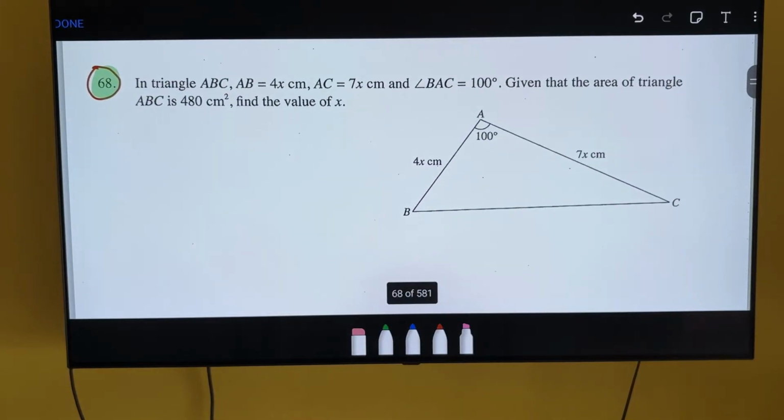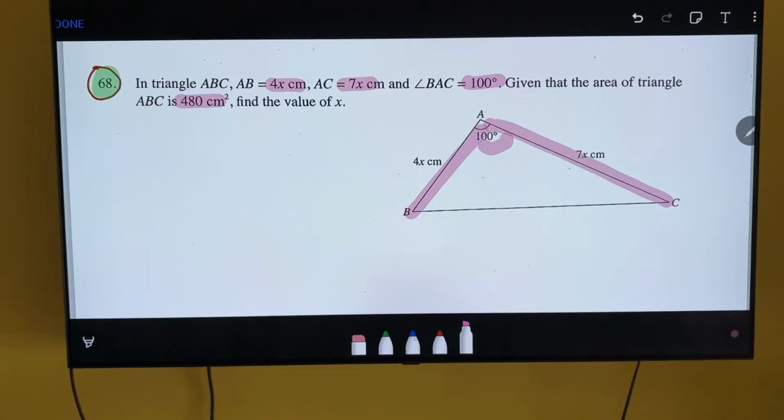question 68. So here it mentions that in triangle ABC, AB is 4x cm and angle BAC is 100 degrees. Given that the area of the triangle is 480 centimeters square, find the value of x. So let's see, do we have two lengths? Yes, we do. Do we have an included angle? Yes, we do. Do we have the area? Yes, very much so.